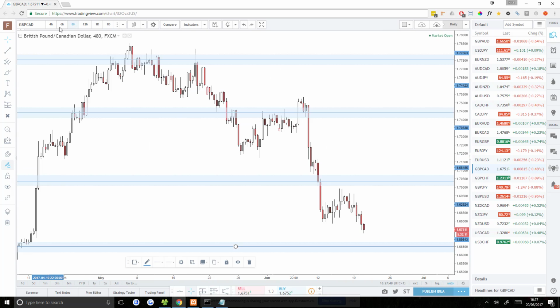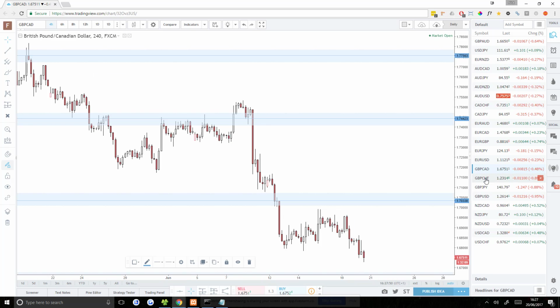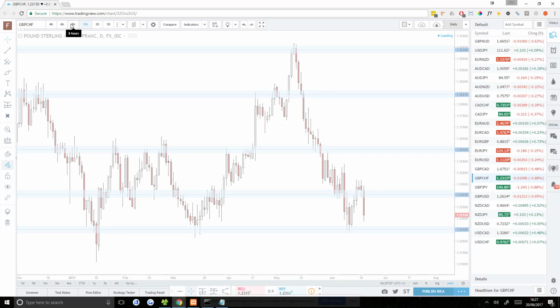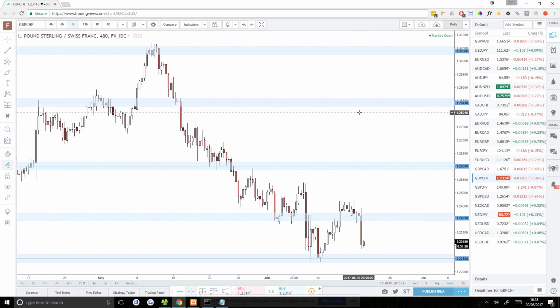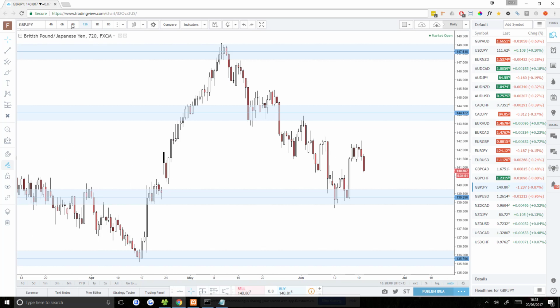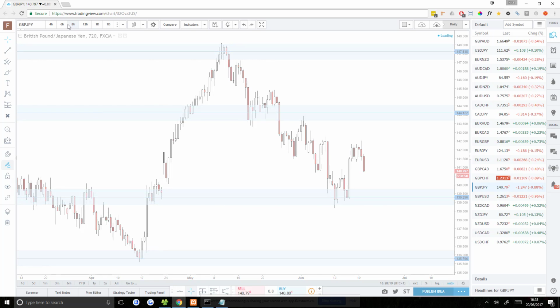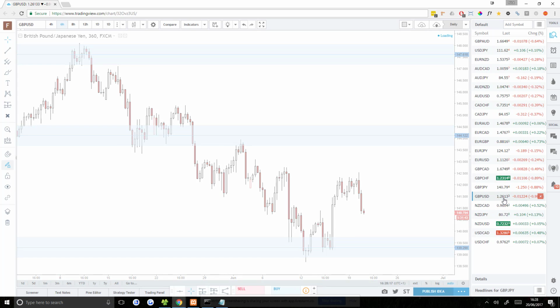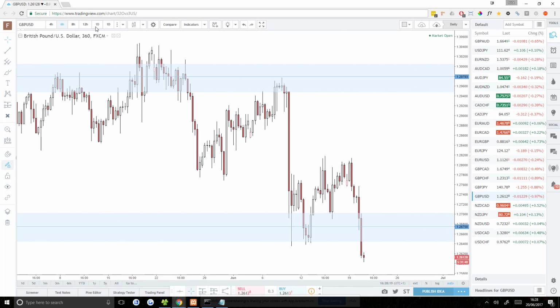GBPCAD is just sitting in between areas right now, so there's not much opportunity there. GBPCHF is also sitting between areas, so there's not that much opportunity here. GBPJPY is just headed down, but it's in between areas, so again, not much opportunity.